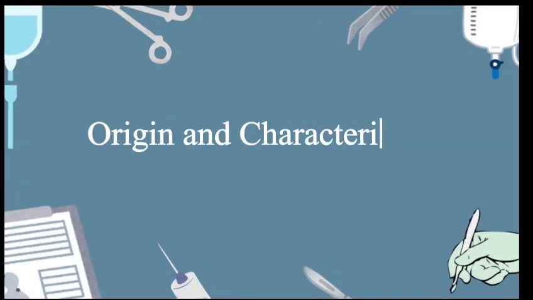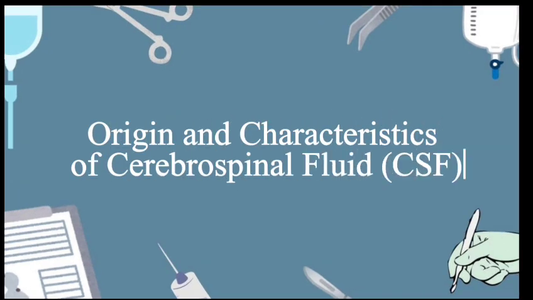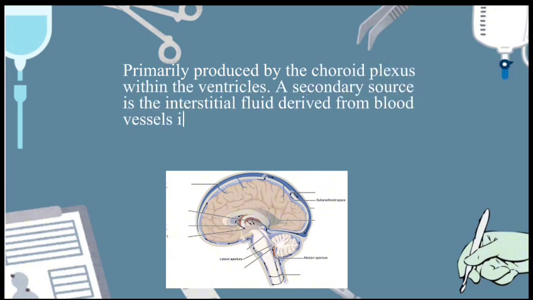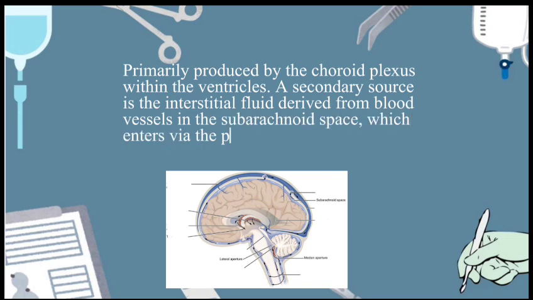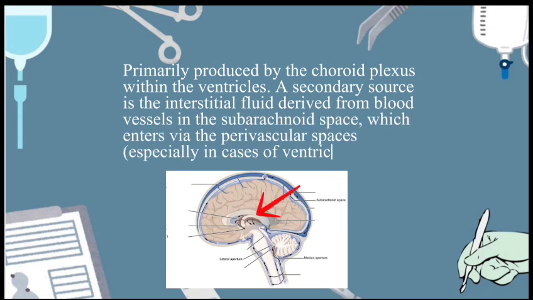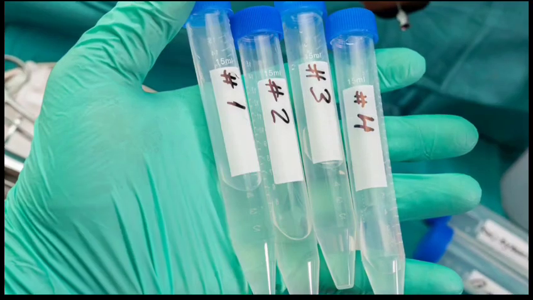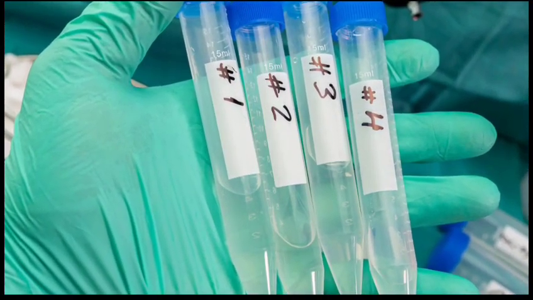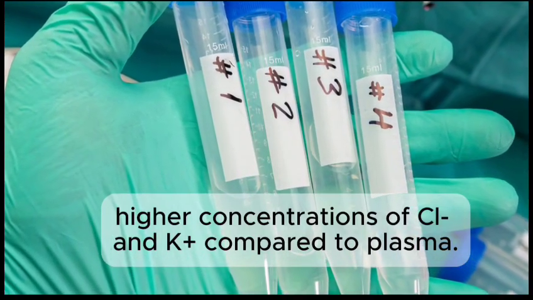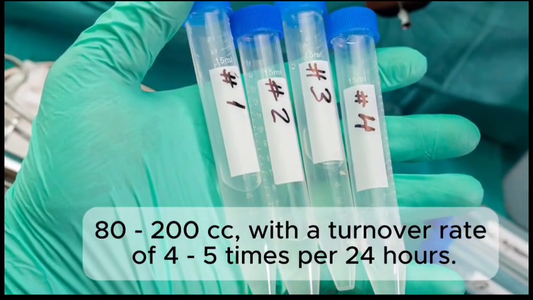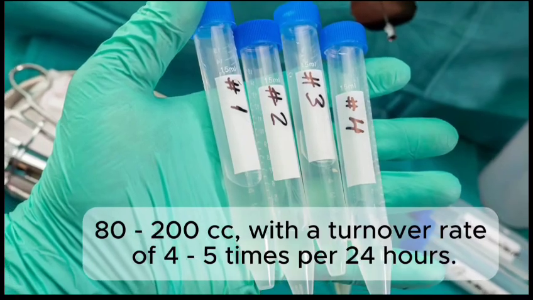1. Origins and characteristics of cerebrospinal fluid. Primarily produced by the choroid plexus within the ventricle. A secondary source is interstitial fluid derived from blood vessels and the subarachnoid space, which enters via the perivascular space, especially in case of ventricular absorption. A clear colorless liquid, it contains lower concentrations of proteins and glucose, but higher concentrations of chloride and potassium compared to plasma. Volume 80 to 200 cc with a turnover rate of 4 to 5 times per 24 hours.